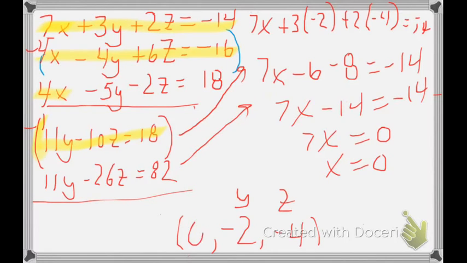So then we have our ordered triple: 0, negative 2, negative 4. And of course we can always check these by plugging them back into the original equations, which are up here, and I'm sure you'll find that they do in fact work.